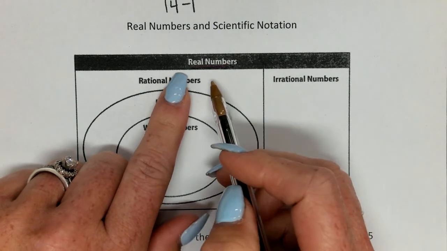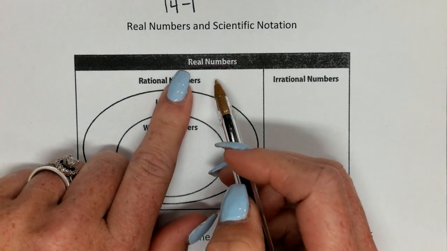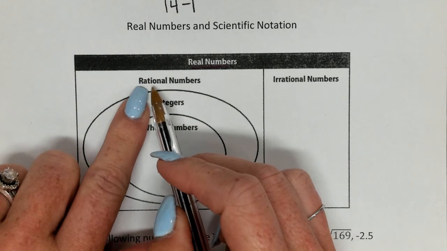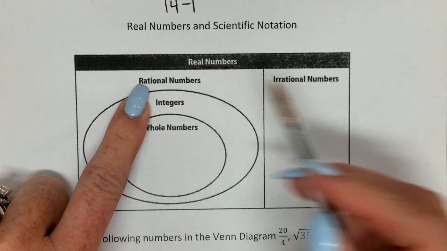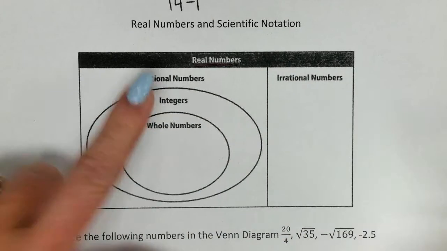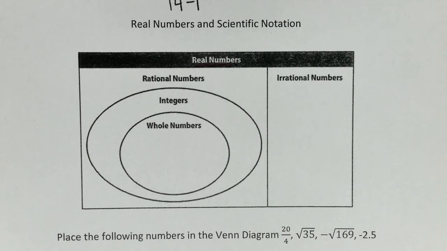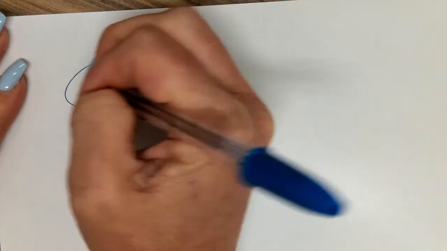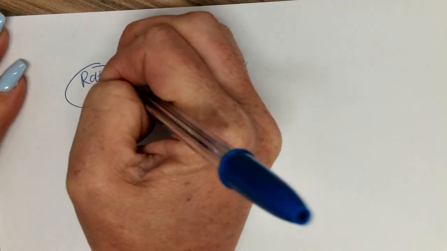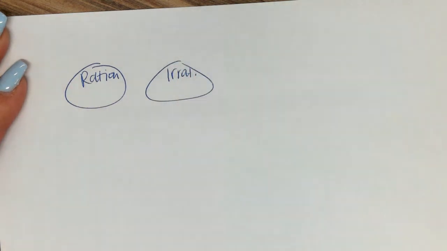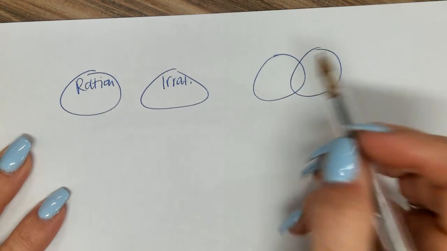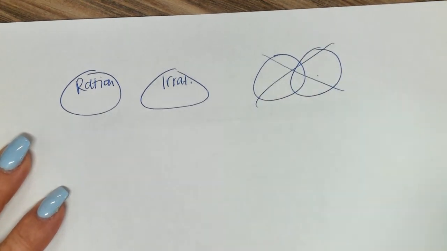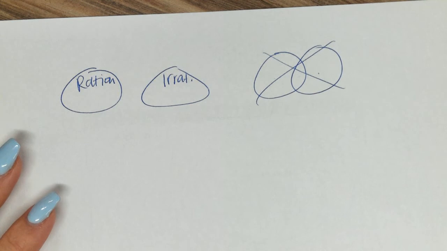All numbers are real. They are either rational or irrational. Can they be both of those at the same time? No. So y'all don't have to write this, but look. If I wanted to compare rational to irrational, they would have to look like that. The circles could never, if they look like this, that's saying that they can be the same at the same time. They cannot be the same at the same time.